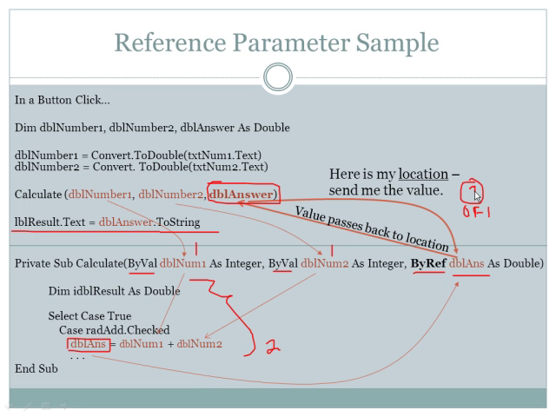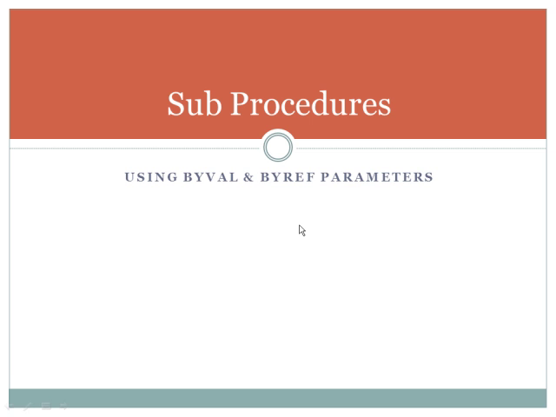This will put the answer back in that memory location that, again, the button click actually knows what that answer is. So it can have access to it, which is why it can use it in the button click. So that's it for sub procedures, and we will talk about other procedures later.